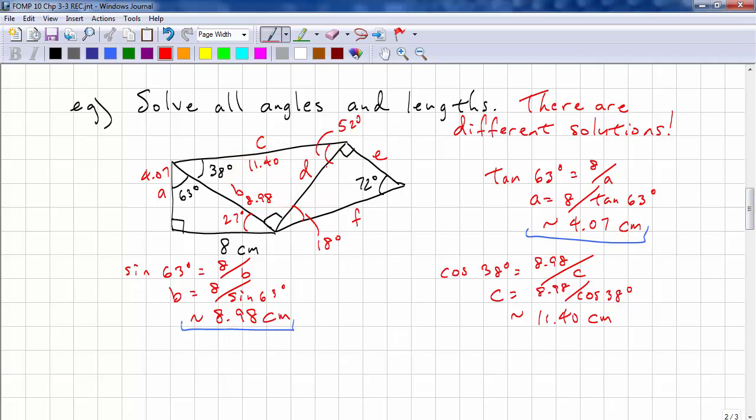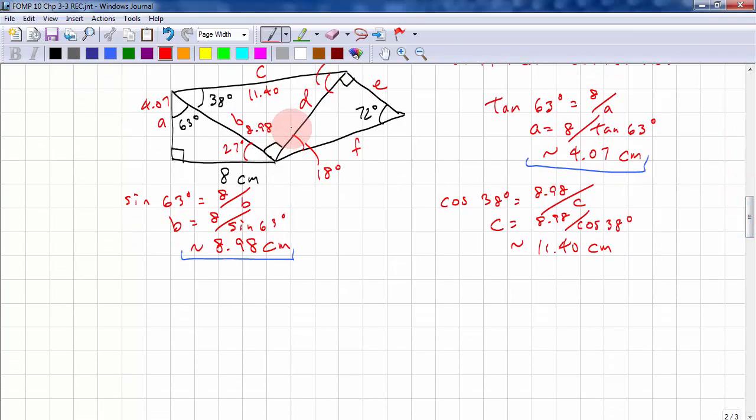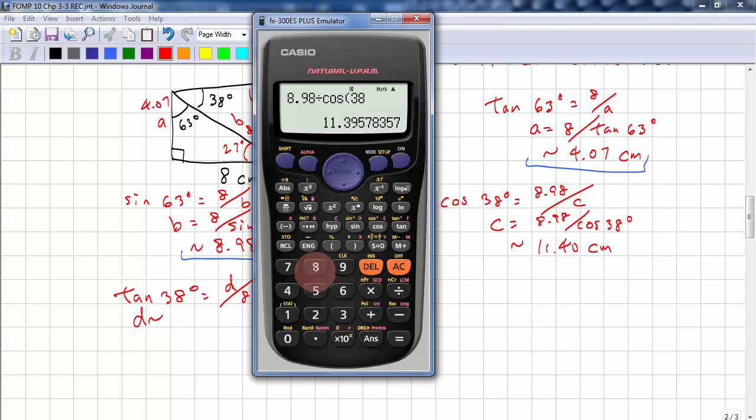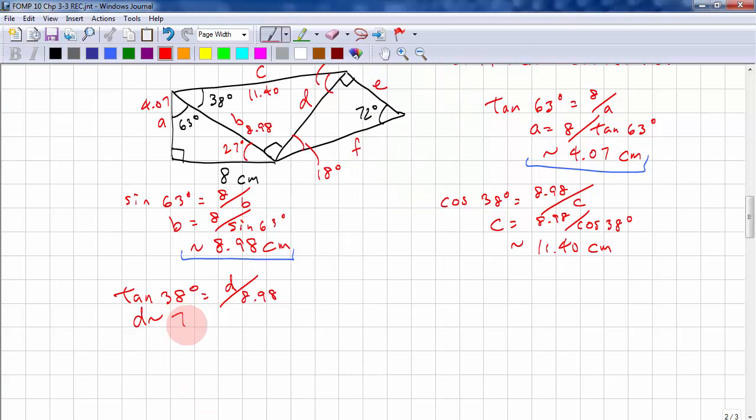Now we can calculate D. We use the earliest number, b. So this is a tangent ratio. Tangent 38 degrees equals d over 8.98. So d is approximately 8.98 times tan 38. 7.02 centimeters.